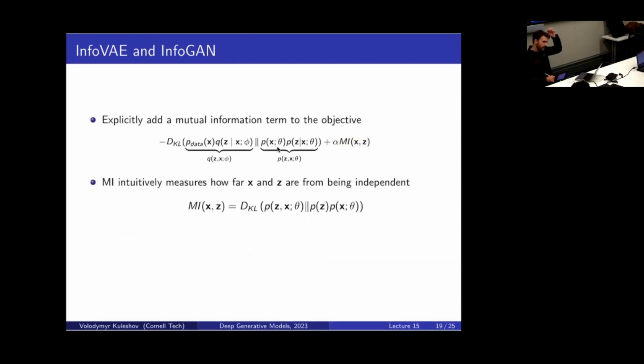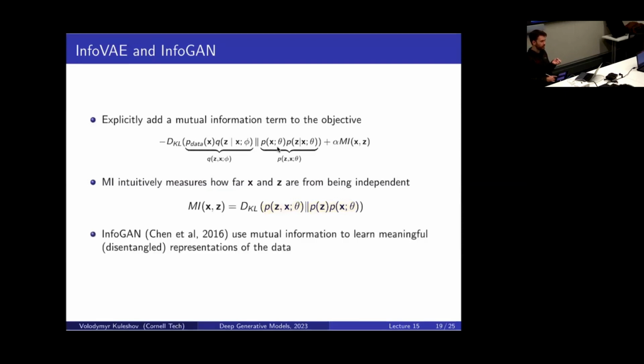So the mutual information is essentially the KL divergence between the joint distribution and the product of the marginals. If the mutual information is 0, then it means that z and x are completely independent, and that's what we don't want. So we're going to add mutual information into the ELBO, and then we're going to try to maximize it, and that will in practice encourage the z to be used in interesting ways within the model, right?